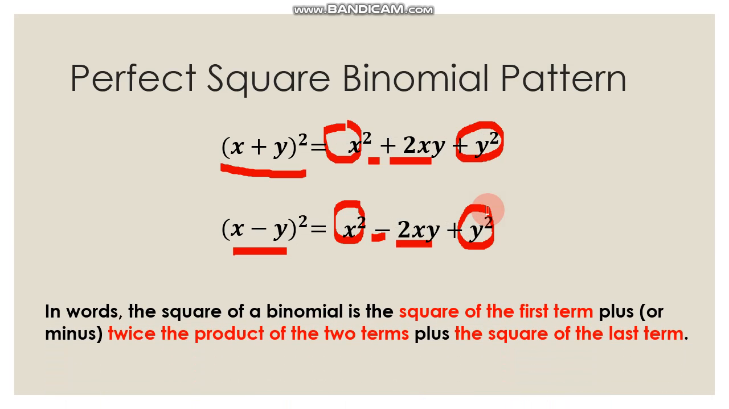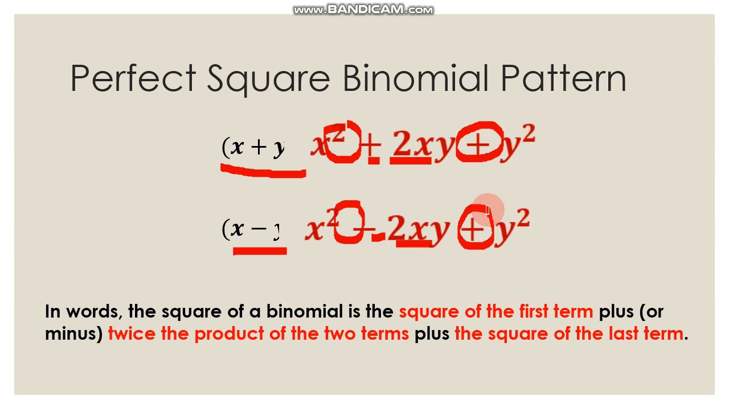In words, the square of a binomial is the square of the first term plus or minus twice the product of the two terms plus the square of the last term. When you use these special product patterns, remember that x and y can be numbers, variables, or even algebraic expressions.